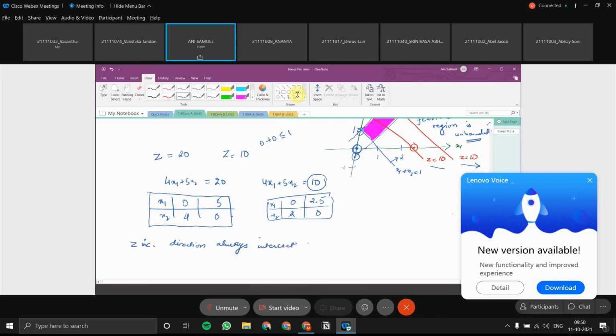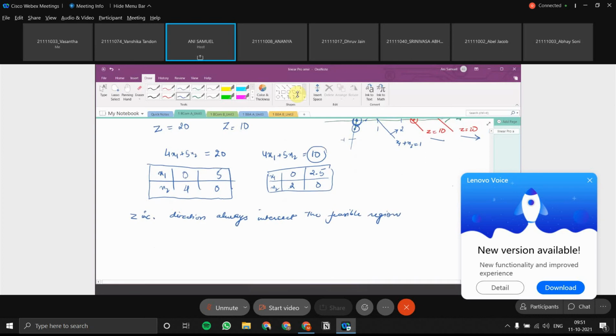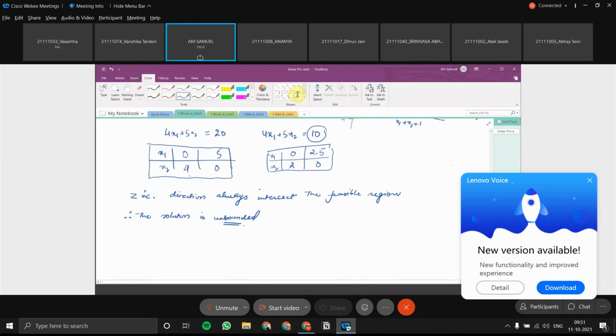intersects the feasible region, right? This is what we are getting. It is always intersecting the feasible region. Therefore, the solution is unbounded. Okay, you won't be getting a particular value of maximum Z. Clear to everyone? The question is clear.